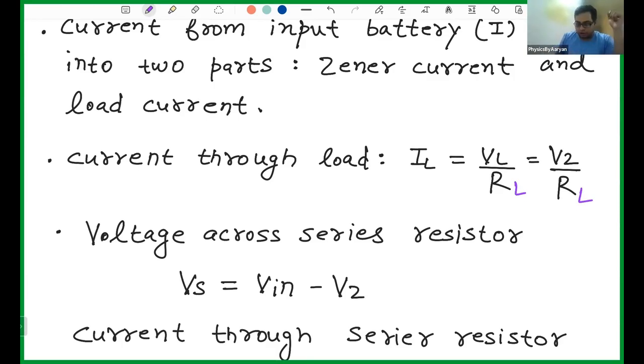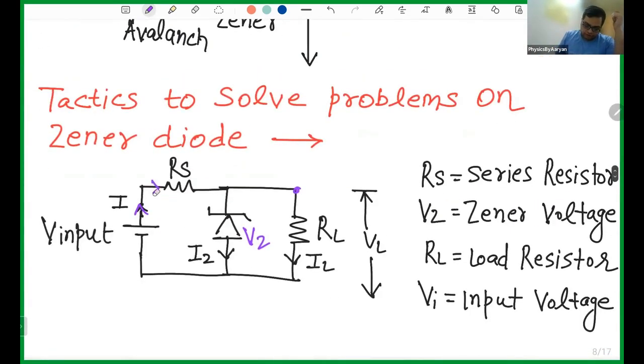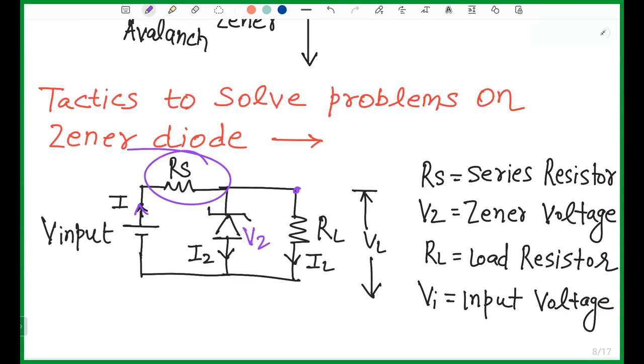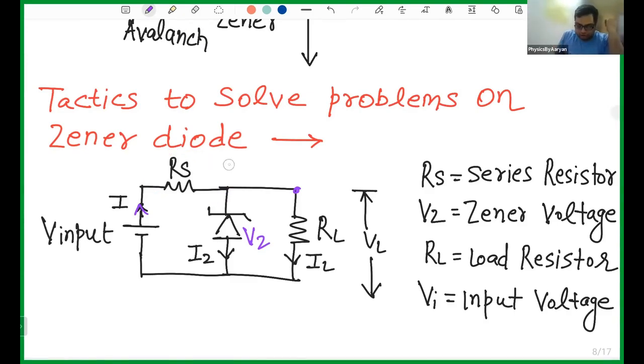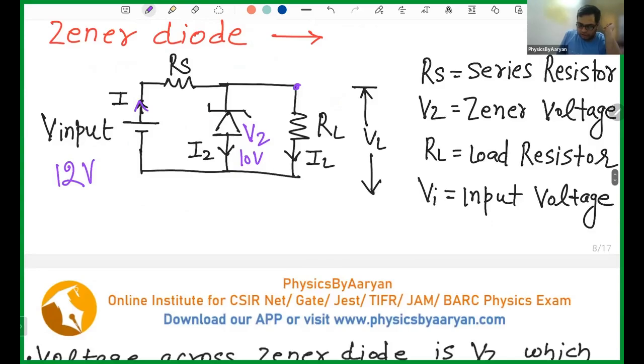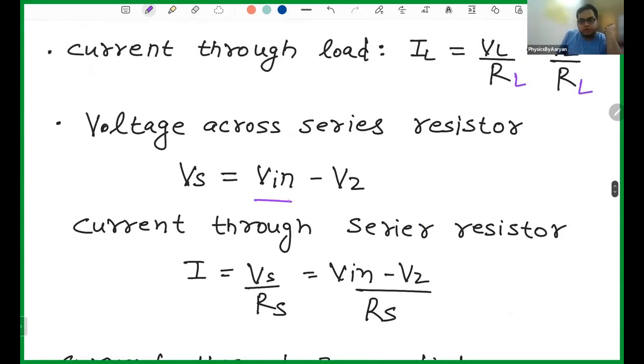Now can anyone tell me what will be the voltage across the series resistor? By looking at the diagram, it is V input minus Vz, because the total voltage you had was V input. Out of that voltage, Vz goes to the Zener, and whatever is left goes to the resistor. So let's say this is 12 volt and your Zener voltage is 10 volt. Then the voltage across this is 12 minus 10, which is 2 volt, because out of 12, 10 goes to the Zener and the remaining 2 goes to RS. So the voltage across the series resistor can be calculated as V input minus Vz.